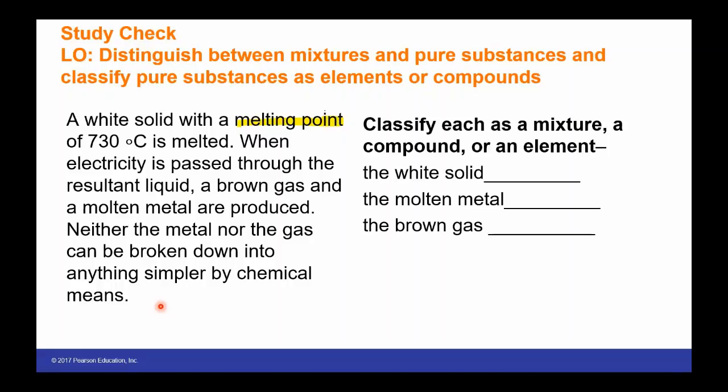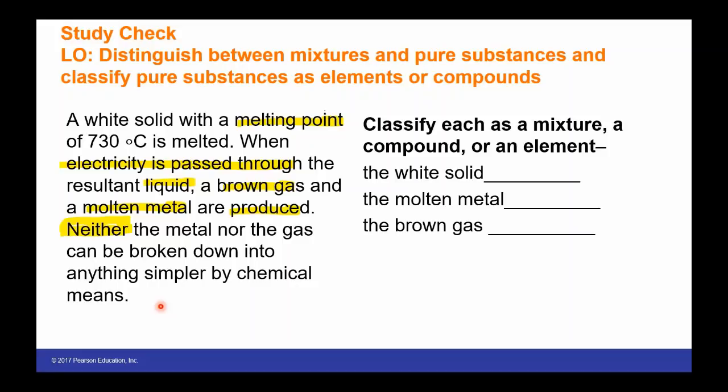Well, the white solid has a melting point. We melted it, it's a solid, it becomes a liquid. And once we put electricity through that liquid, we end up with two more products. We end up with a molten metal and a brown gas. If we have something that can be broken down by chemical means, such as an electrical current, is that considered an element, a compound, or a mixture? What could we say about that white solid? Think about that as we continue to read through.